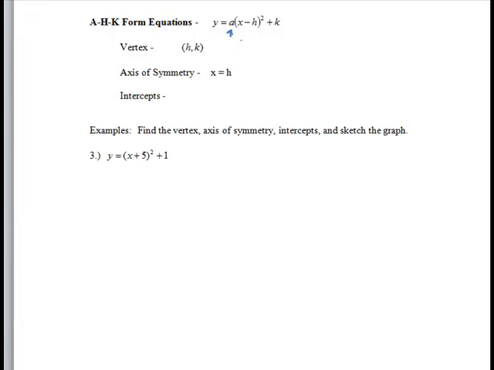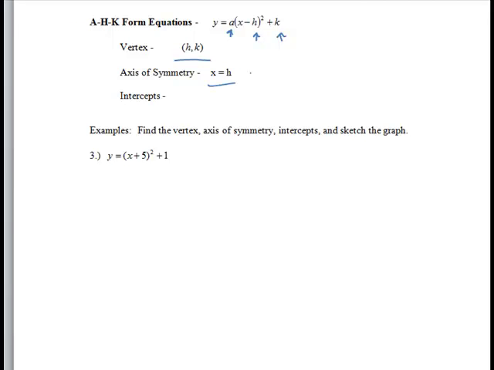Find it right in front of the set of parentheses. H is always grouped together with x inside the set of parentheses, and notice the format x minus h. And k is just some constant at the end, plus or minus some number. So identify a, h, and k, which will easily then give you the vertex. The vertex will simply be at the point (h, k), where then you can find the axis of symmetry.